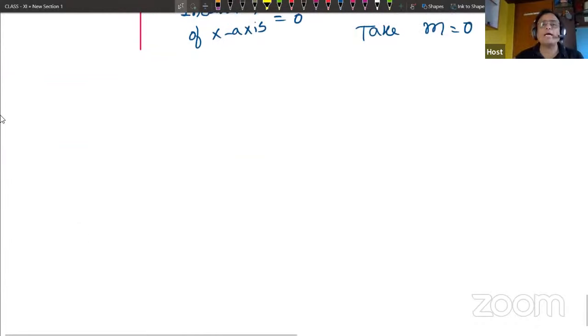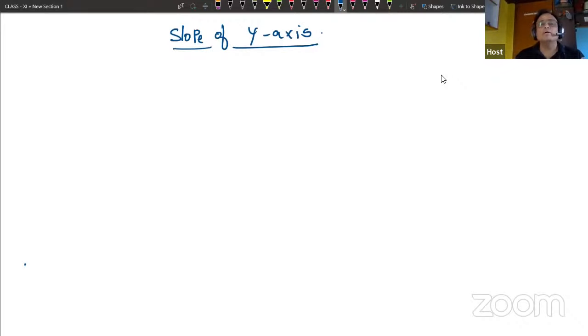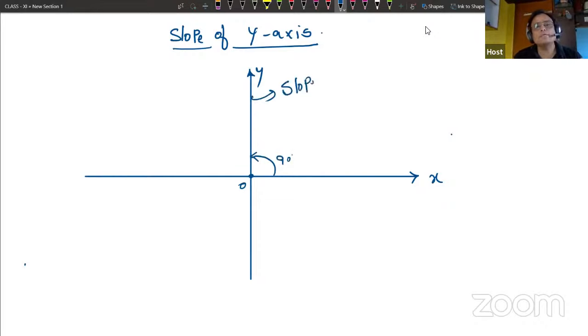Now, the slope of the y-axis also we have to define, because the y-axis is also a line. So the heading is slope of y-axis. Here once again clearly we observe, we'll draw this. Y-axis is also a straight line. This is x-axis and y-axis and origin. But what is the y-axis inclination? It is the angle made from the positive x-axis to the required line. This is 90 degrees. So for this line, we want to find out the slope. Slope of y-axis is equal to tan of that line's inclination with the positive x-axis, which is 90 degrees. That is equal to slope is infinity or not defined.